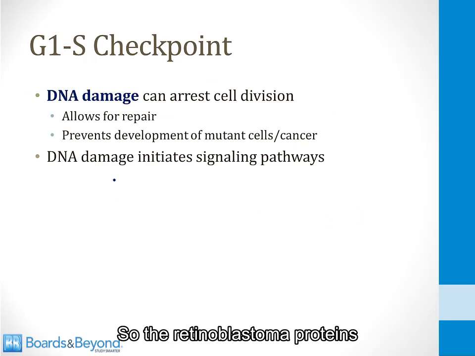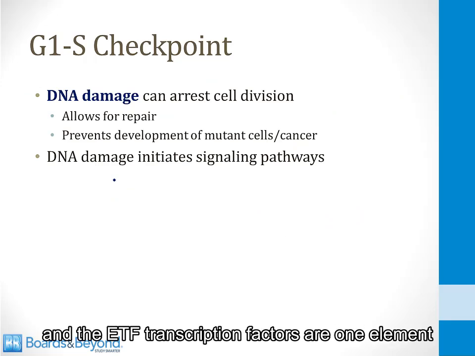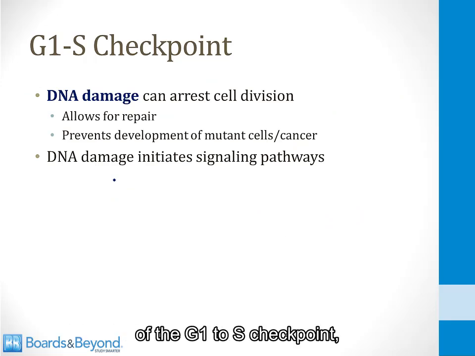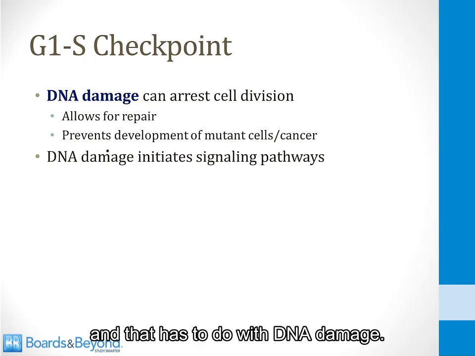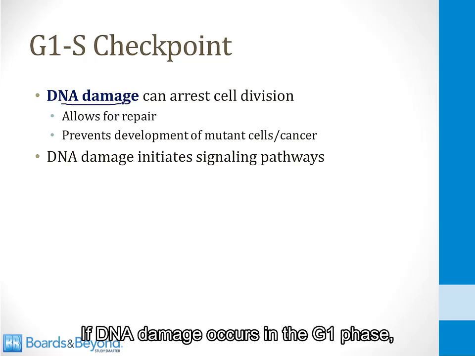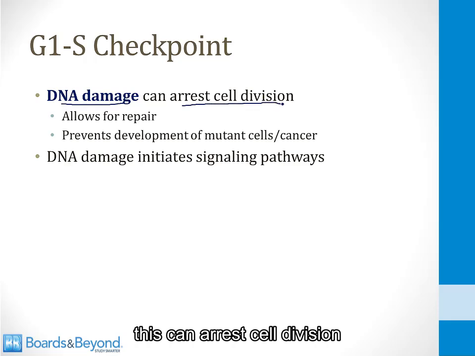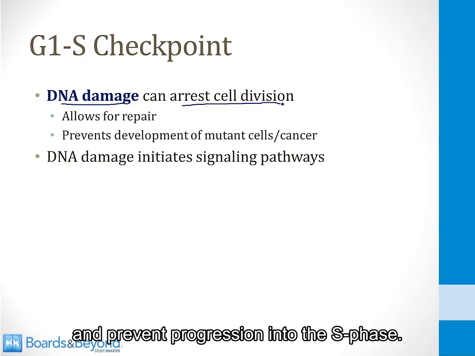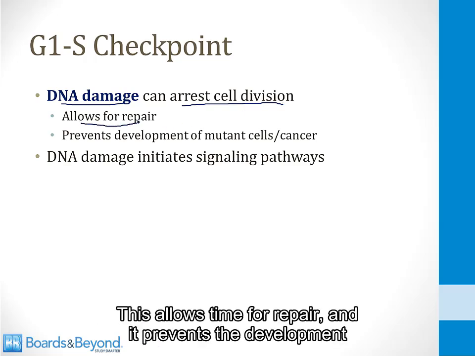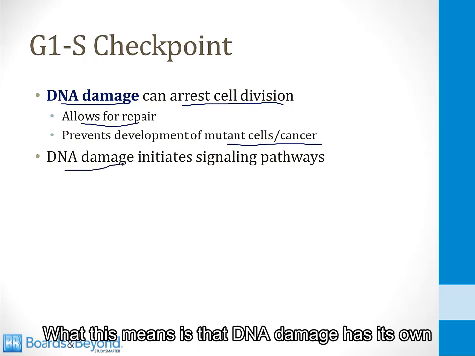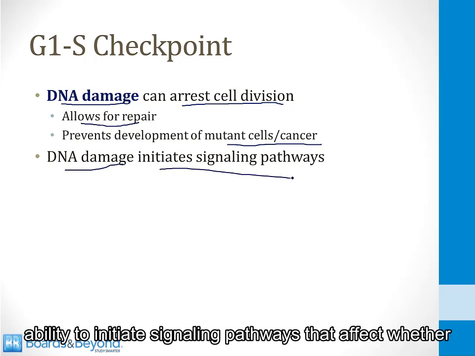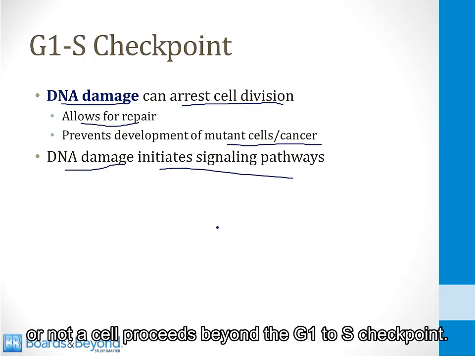So the retinoblastoma proteins and the E2F transcription factors are one element of the G1 to S checkpoint, but there is another important element of this checkpoint, and that has to do with DNA damage. If DNA damage occurs in the G1 phase, this can arrest cell division and prevent progression into the S phase. This allows time for repair, and it prevents the development of mutant cells or cancer cells that have abnormal genes. What this means is that DNA damage has its own ability to initiate signaling pathways that affect whether or not a cell proceeds beyond the G1 to S checkpoint.